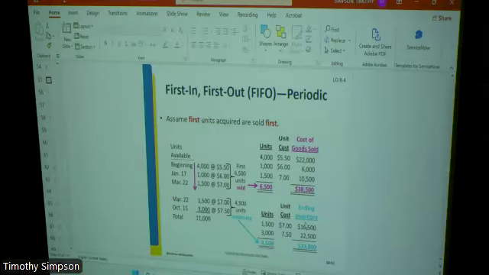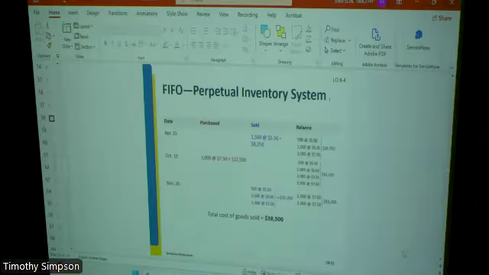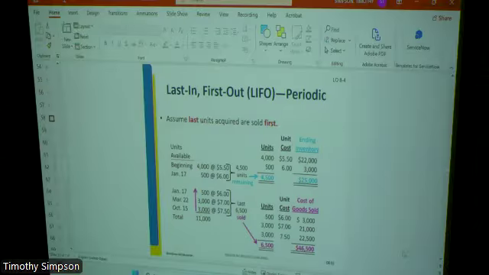So we go back to the same facts. Just flipping back to FIFO, we sold 6,500 units, and we have 4,500 units remaining in the inventory. We go back; it's the opposite case here. The 6,500 units that we sold are the newest goods, and the oldest goods are the ones which remain in the inventory.